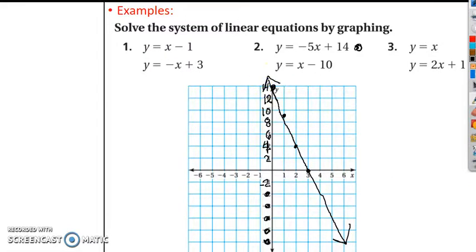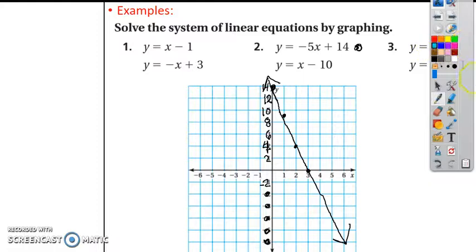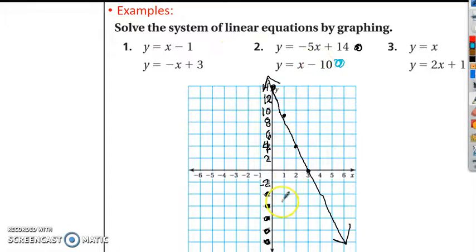All right, let's go to our next one. We're going to put this in the teal color again. The intercept is at negative 10, negative 2, negative 4, negative 6, negative 8, negative 10.